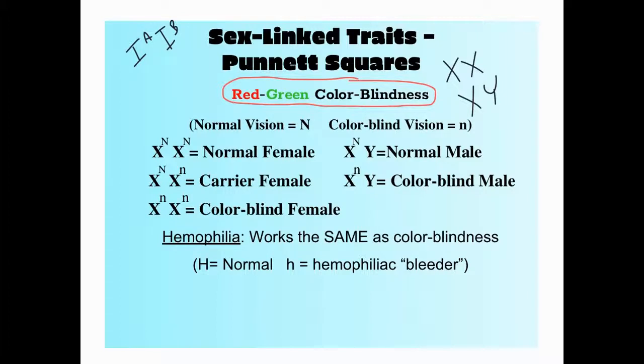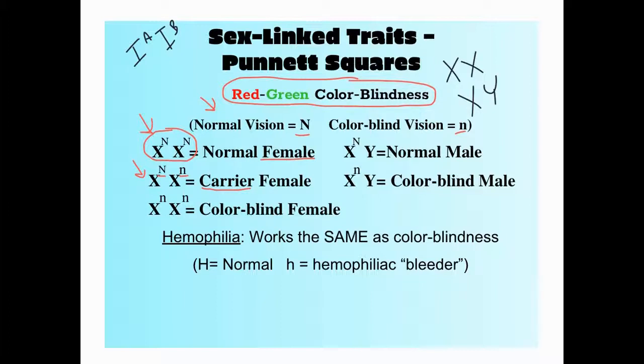So over here, we have a totally normal female. You can see she's a female because she's got XX, and the capital N is normal vision. Being colorblind is recessive, so you've got to have 2 little n's in order to be colorblind. So this female has totally normal vision. The next female down, you can see the XX, so she's a female. She has 1 normal allele and 1 colorblind allele. But since normal vision is dominant, she has totally normal vision, but she is a carrier of the colorblindness. So she can pass that on to her kids.